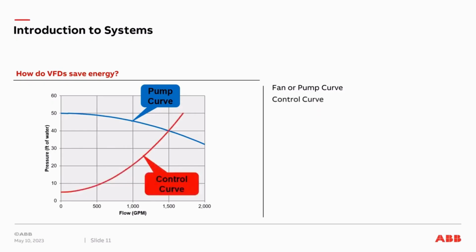We have something called a control curve. The control curve is set depending on the speed of the pump. Where the control curve meets the pump curve, that's the operation point. In this case here, when the pump's running across the line, it will meet the control curve at 1,500 gallons per minute. And that requires a pressure of 40 feet of water. And there's your operation point.